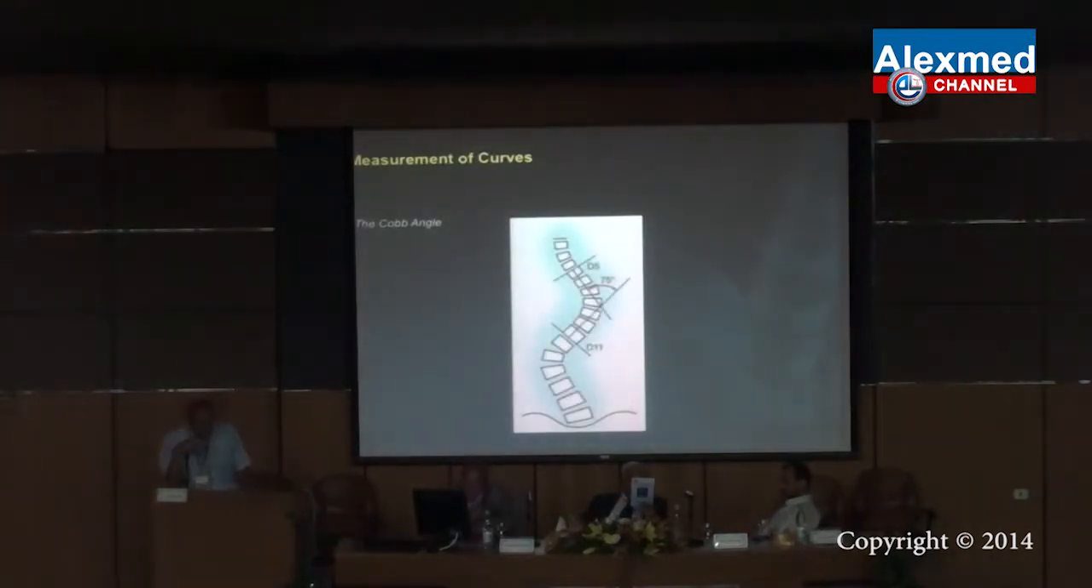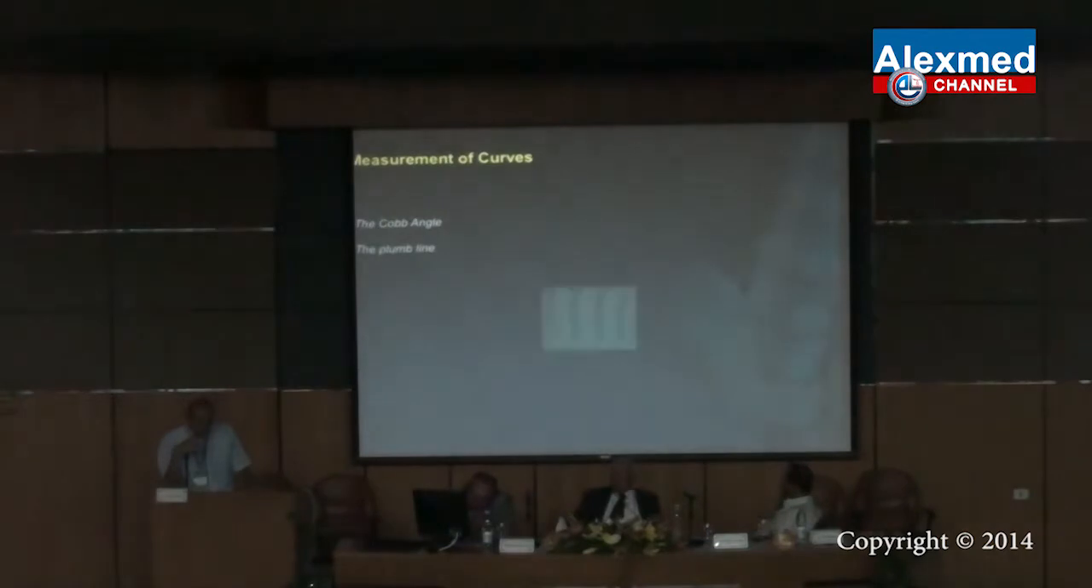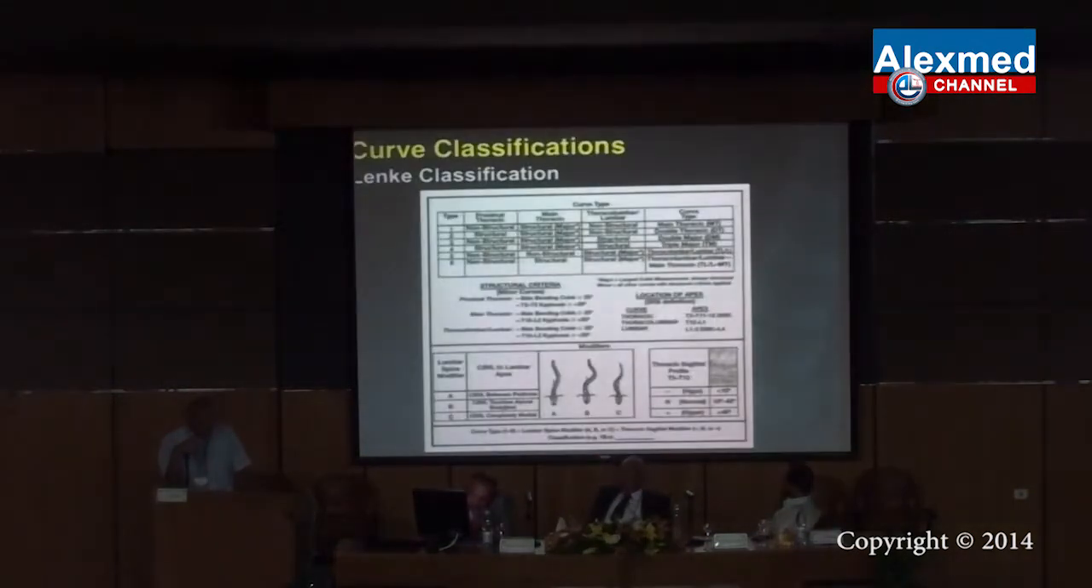The Cobb angle is the angle drawn from the upper end vertebra's upper end plate and the lower end vertebra's lower end plate. We draw two perpendicular lines, and the angle of intersection is the Cobb angle, which is our main measurement. We assess the sagittal balance, which is mandatory. We use the plumb line.